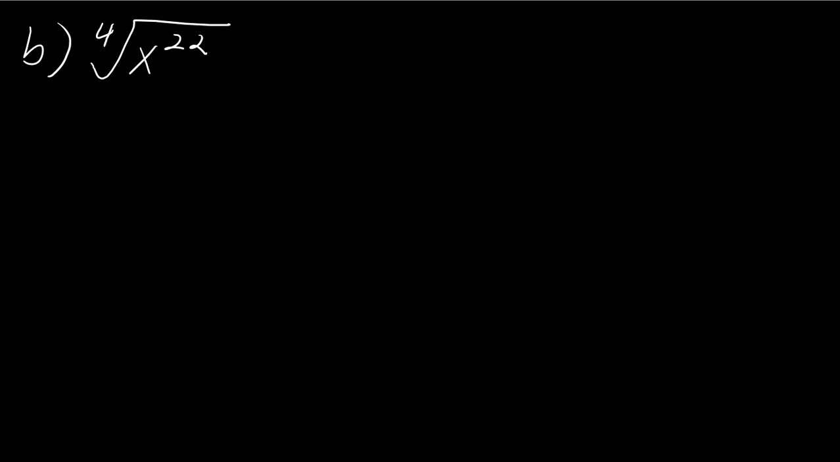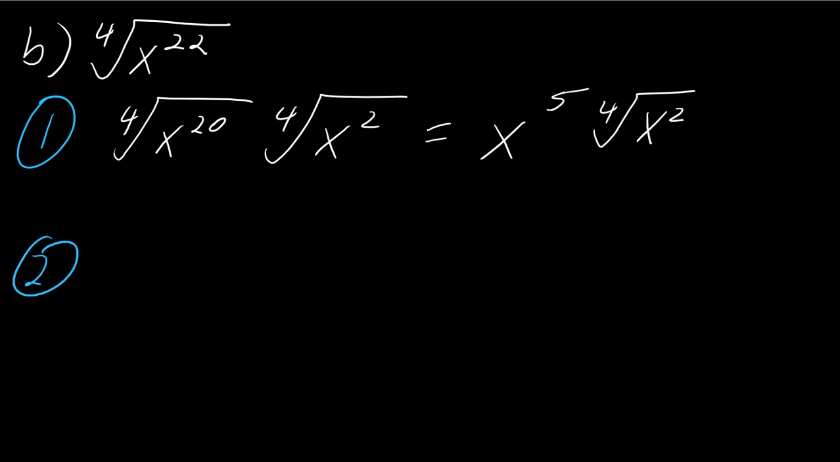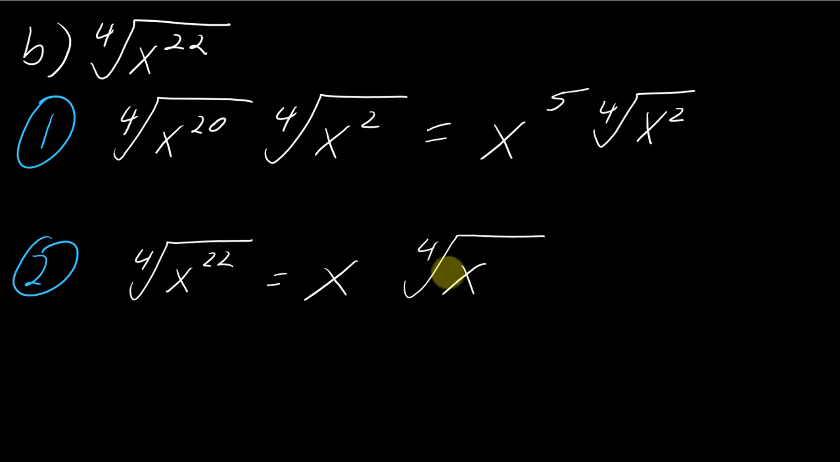Okay, so if I want to do this with way 1, this would be the 4th root of x to the 20th and the 4th root of x squared. So that's just going to be x to the 5th and then the 4th root of x squared. And if I go the other way with this, if I want to simplify, I know that 4 will not evenly go into 22. So I'm just going to set this up and then do my division. So 4 goes into 22 evenly 5 times with a remainder of 2.